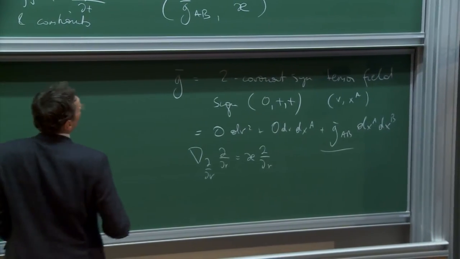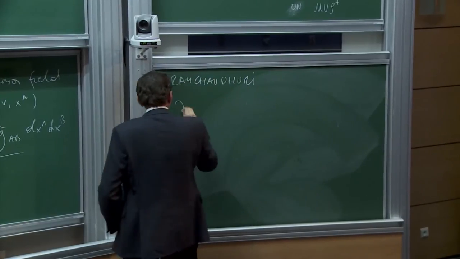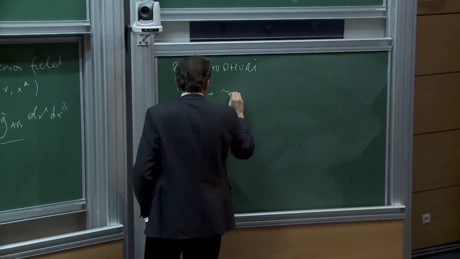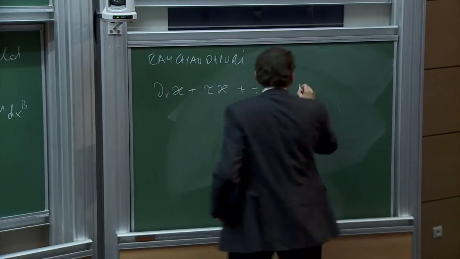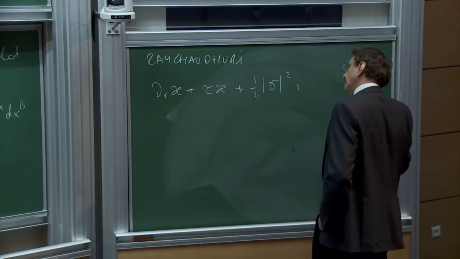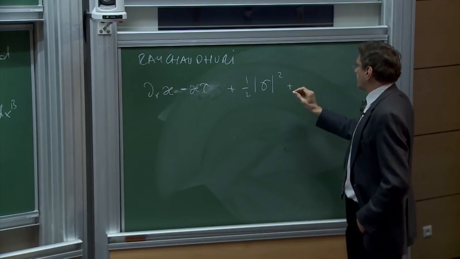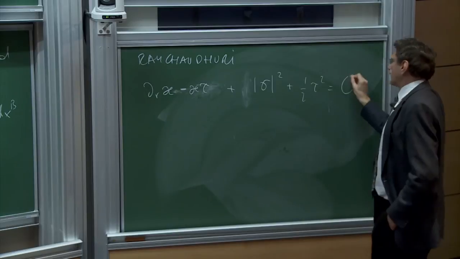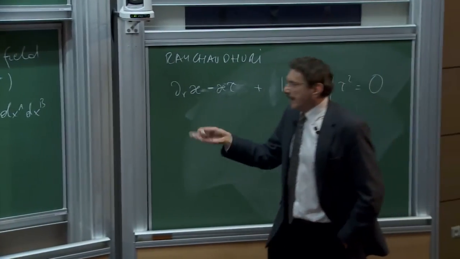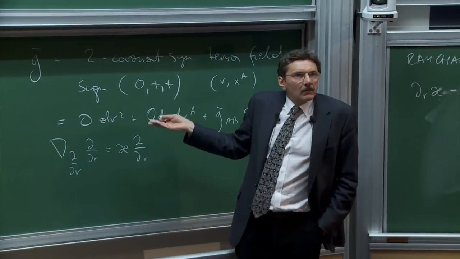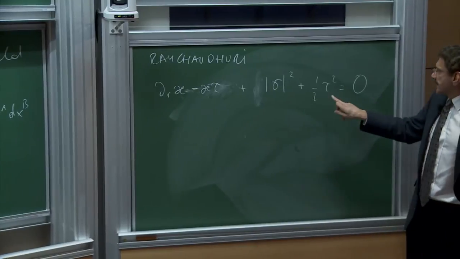And the constraint equation is the Raychaudhuri equation, which says that dr kappa plus tau kappa plus 1/2 sigma squared plus... is this plus, is this minus? Actually, it's minus. Minus kappa tau plus sigma squared plus 1/2 tau squared equals zero. So, well, you know already what kappa is. This is this connection coefficient here, which, by the way, you can set to zero by choosing your r appropriately, but you don't have to.